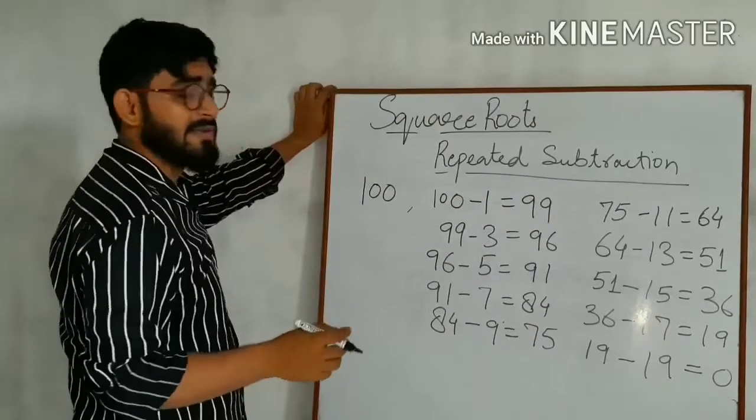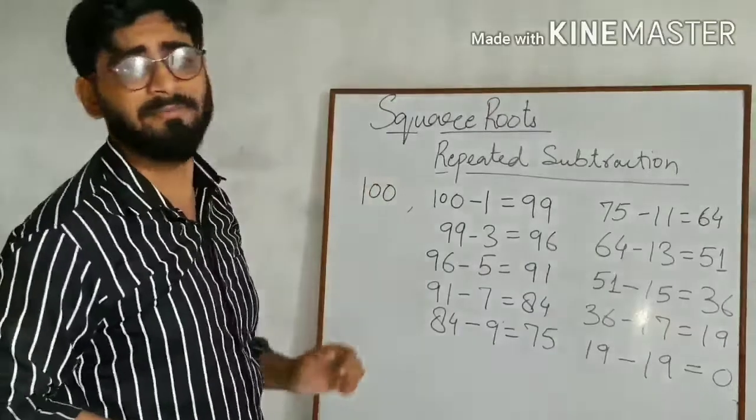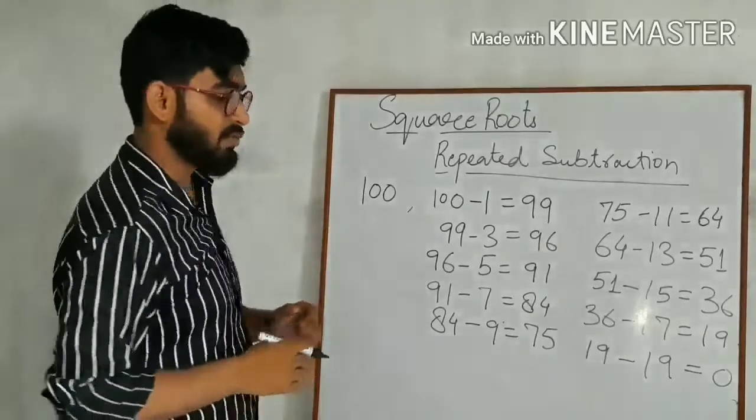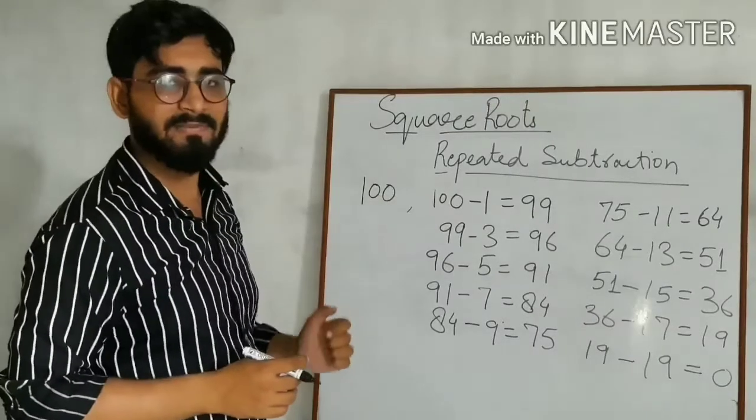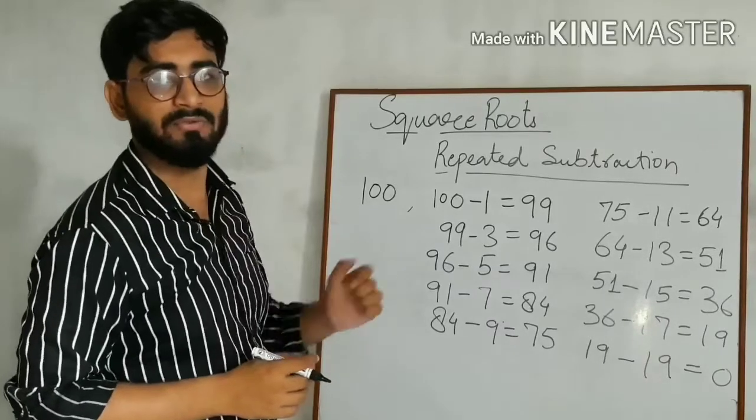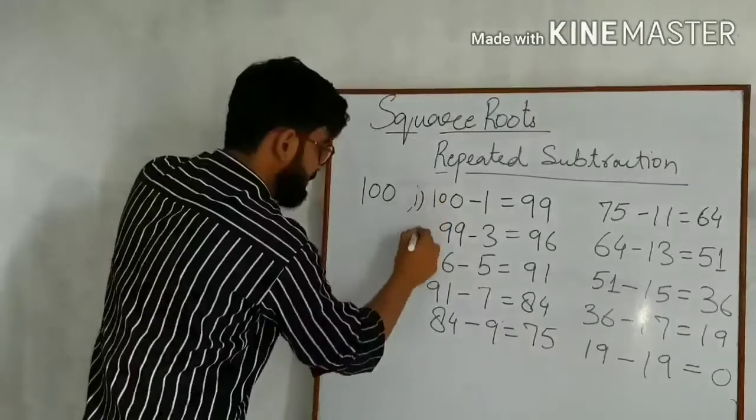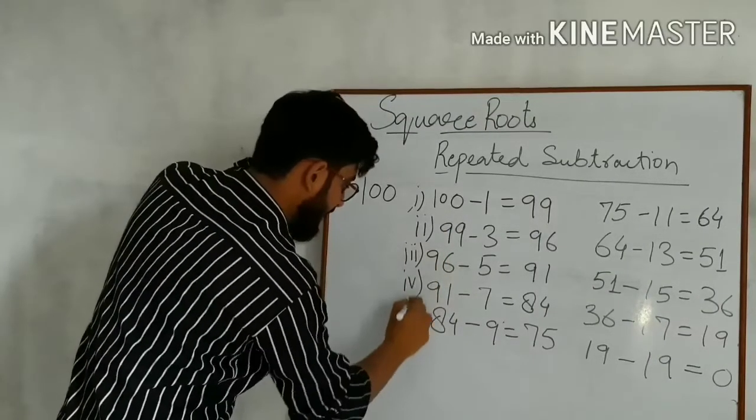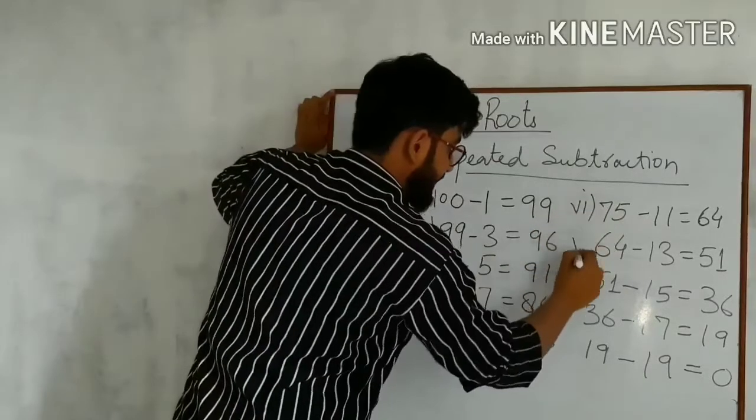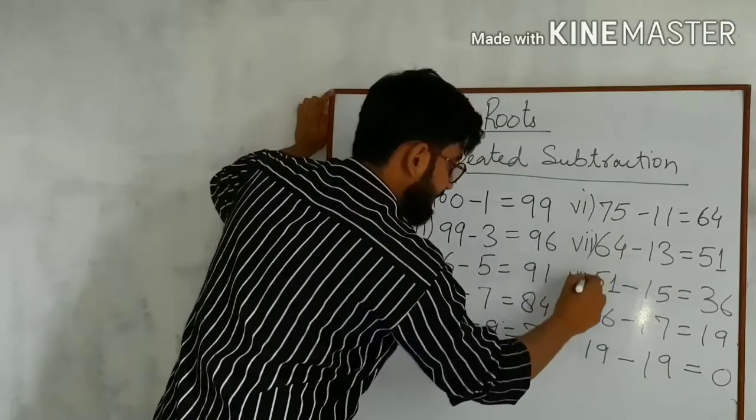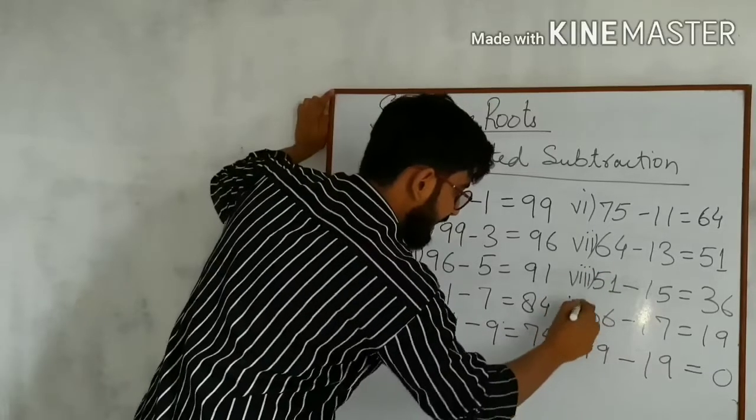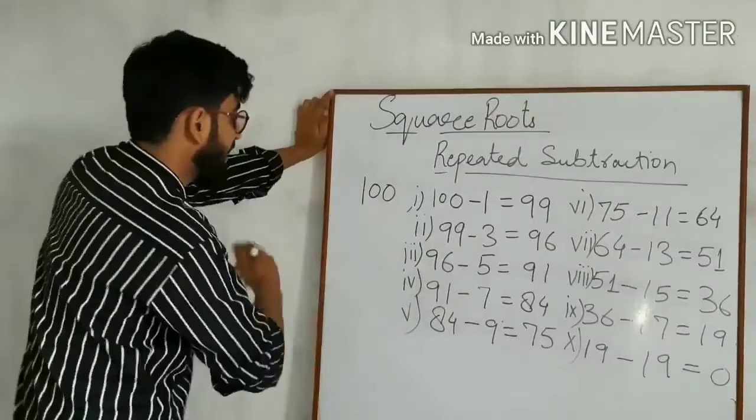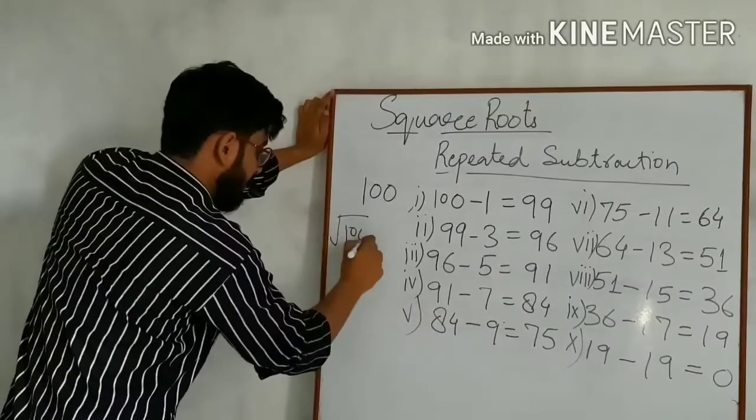So you have to subtract until it becomes 0, by successive odd numbers. Now you count the steps. How many steps do you take to reach 0? So count it: 1, 2, 3, 4, 5, 6, 7, 8, 9 and 10. How many steps did you take? 10 steps. So the square root of 100 is equal to 10.